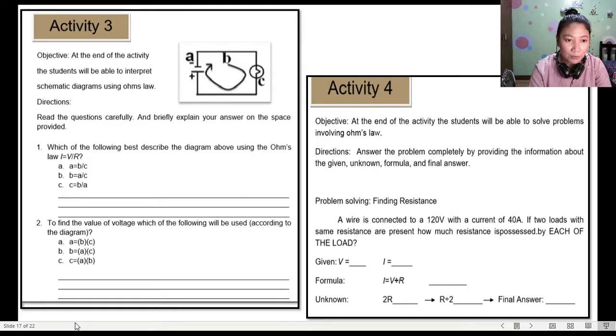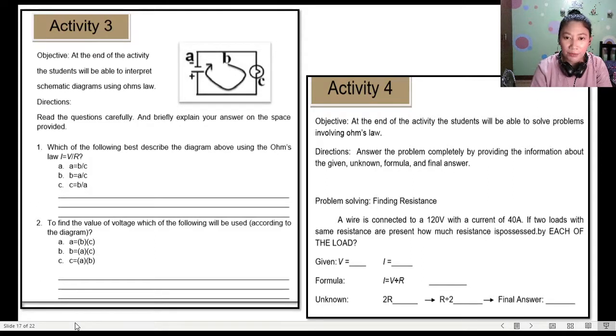So, nakalagay dyan, which of the following best describe the diagram above using the Ohm's law? Current is I, V is voltage divided by resistance. So, nakikita nyo naman kung ano yung A, no? Nandyan na sa schematic diagram natin, yun yung battery. And then, B is the current, sabi kanina. And then, C is the lamp or the bulb. Ganun din for number 2. So, tingin lang kayo dun sa schematic diagram on the upper right side.